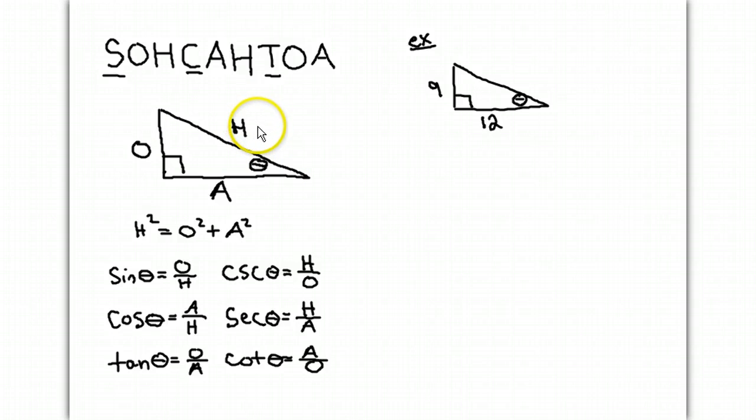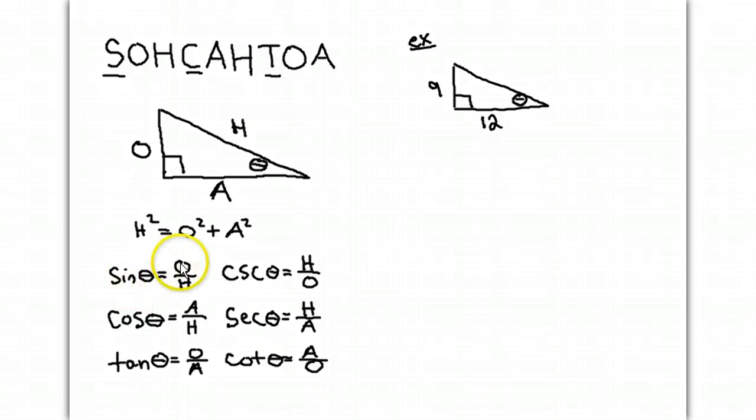So a lot of you are familiar with the famous theorem, the Pythagorean Theorem, with these three sides of the triangle. So it would be labeled H squared is equal to O squared plus A squared. H squared should always go first because it's the longest side. And based off this right triangle, you have 6 trig functions. You have sine, cosine, tangent, cosecant, secant, cotangent.